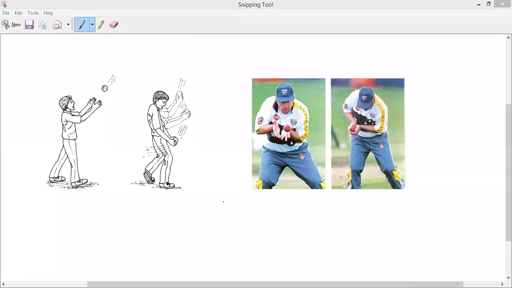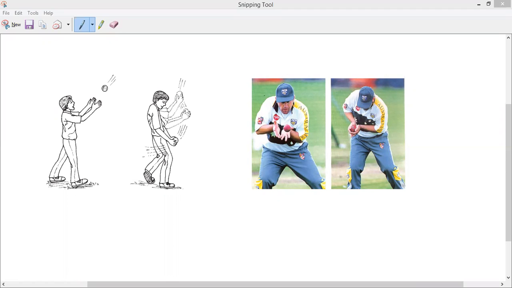This is the picture you are seeing in our textbook, figure number 20 and figure number 21. Yes or no? So now what is happening here? A cricket player, if you see, moves his hands backward while catching a fast cricket ball. So why is he moving his hands back? The cricket fielder lowers his hands while catching a ball. Why? What is the reason?